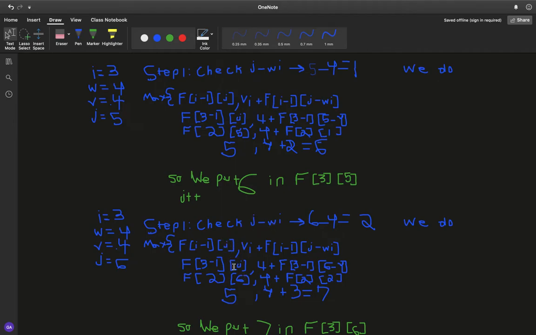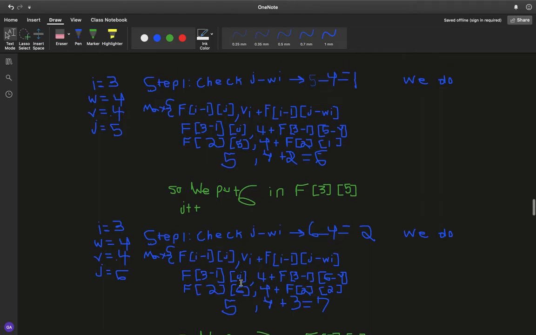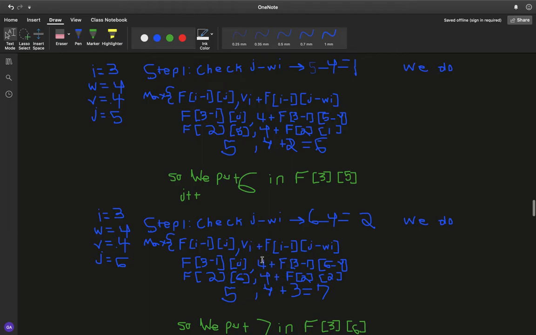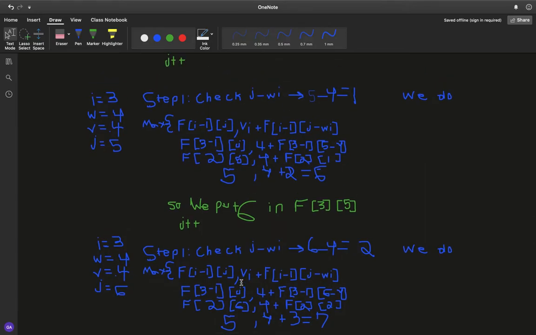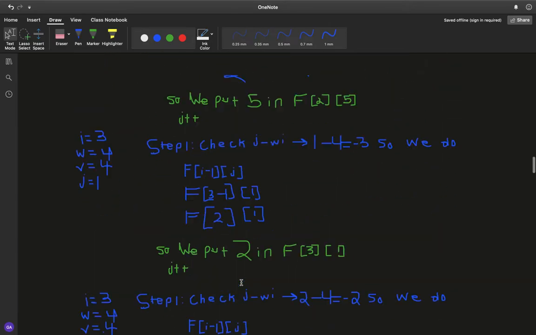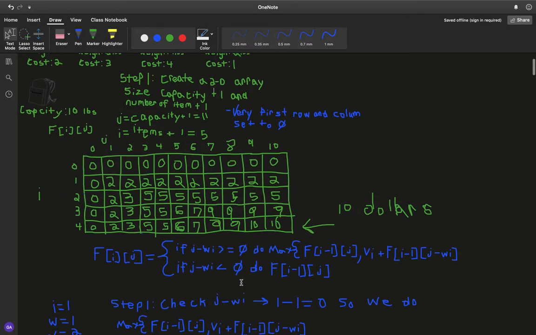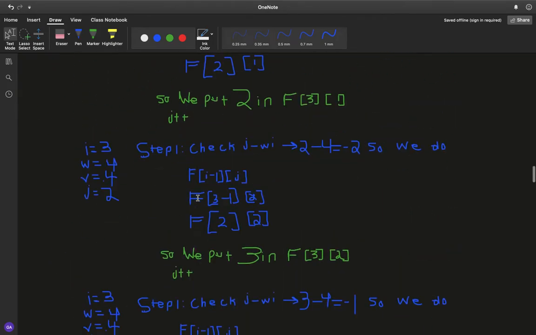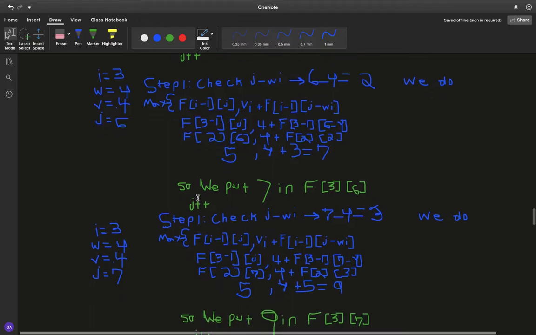And right here, as I mentioned before, j is the only thing that changes. So we're just changing the j here. So it'll be f sub 2 of 6, which we'll check in a bit. We bring down the value. Value doesn't change. I doesn't change, so it'll still be f sub 2. 6 minus 4 is 2, so we'll be checking f sub 2 of 6 and f sub 2 of 2. So f sub 2 of 2 is 3, and f sub 2 of 6 is 5. As you can see down here, that's what we did.